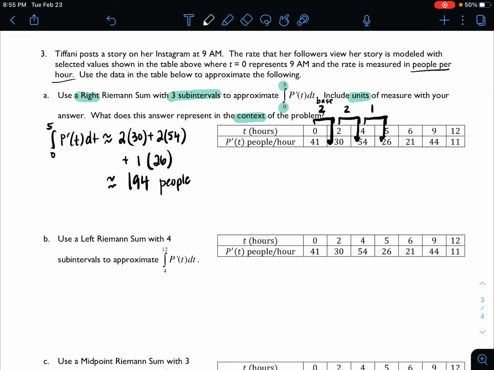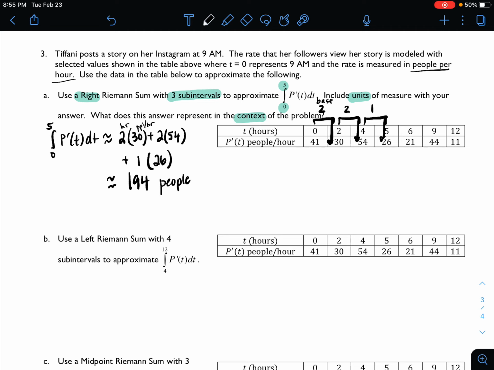My units would be people. So when I integrate people per hour, I'm doing people per hour. That was these units here, people per hour. And then I'm multiplying it by hours. So the hours cancel out and I just get people. That can help you determine what this actually means.